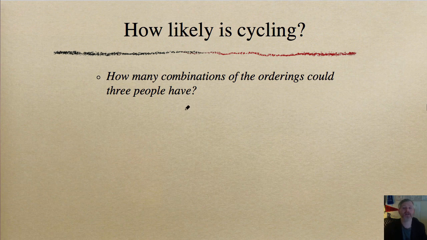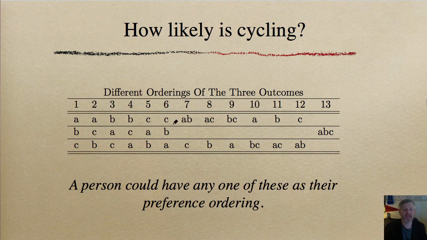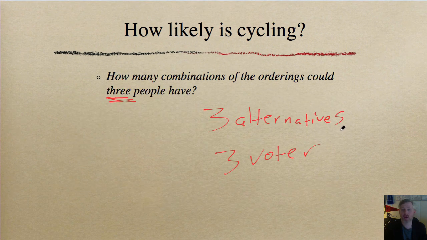So how many combinations of these orderings could 3 people have? So we're going to first look at how likely is it to get cycling when we have 3 alternatives and 3 voters. All right, so that's what we're going to look at. 3 alternatives, 3 voters. With 3 alternatives, we know that you can have 13 different orderings for 3 alternatives. And then for 3 voters, that means we might have voter 1 has this preference, voter 2 has this preference, and voter 3 has this preference. All right, that's one possible way we could have it, all right? So that's the game we're going to play here, all right?